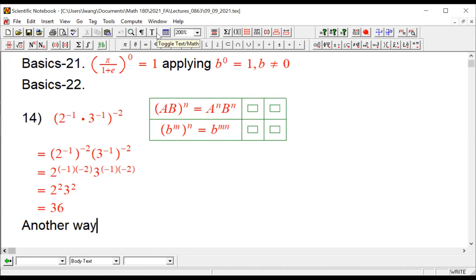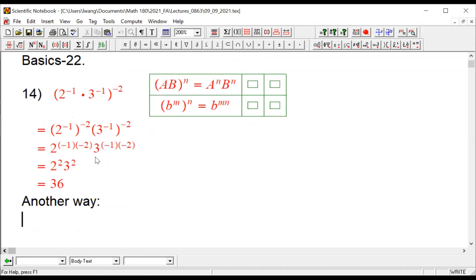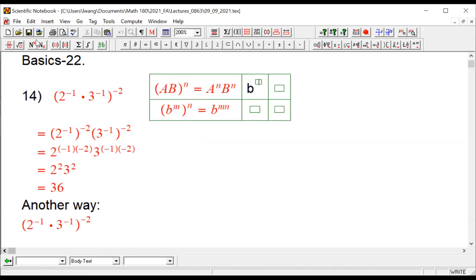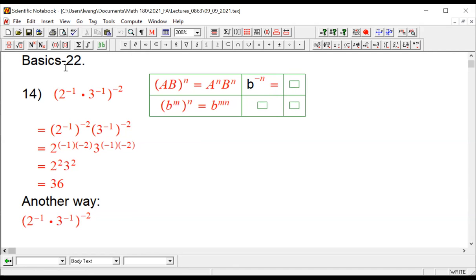Another way to do it. Okay, you can do it another way. There's another property we learned, that b to the power of -n is equal to what?